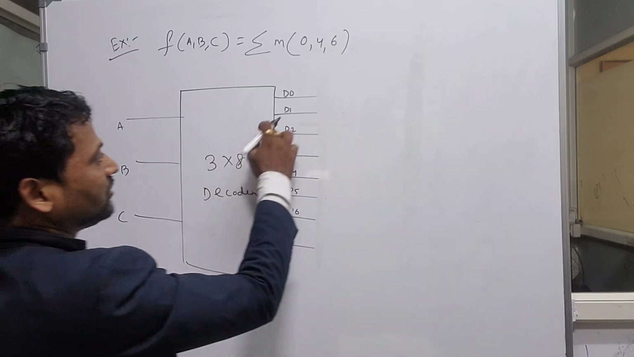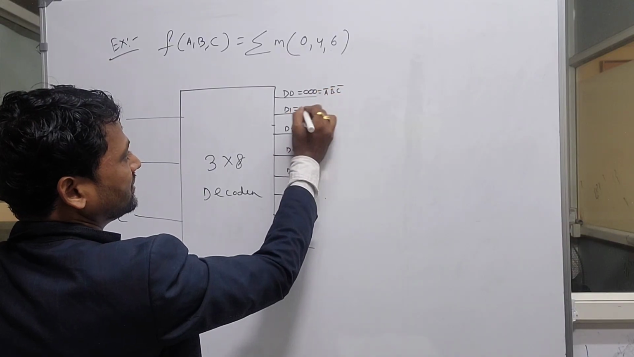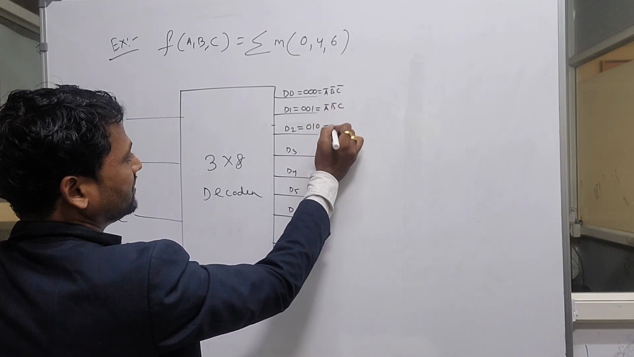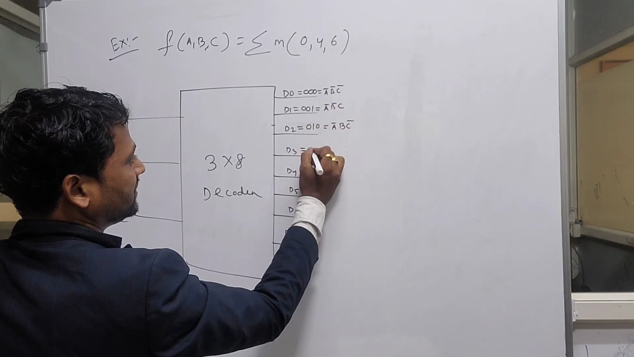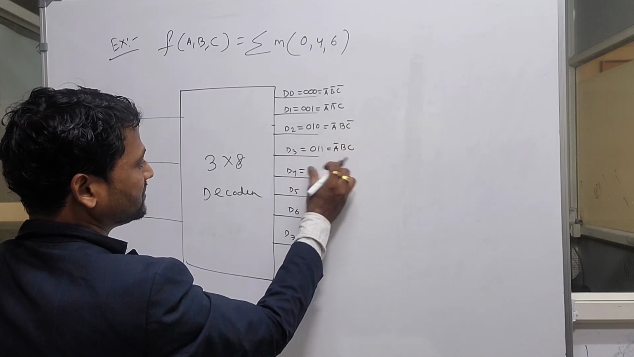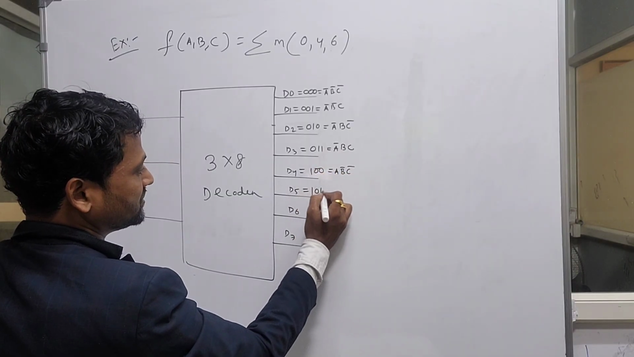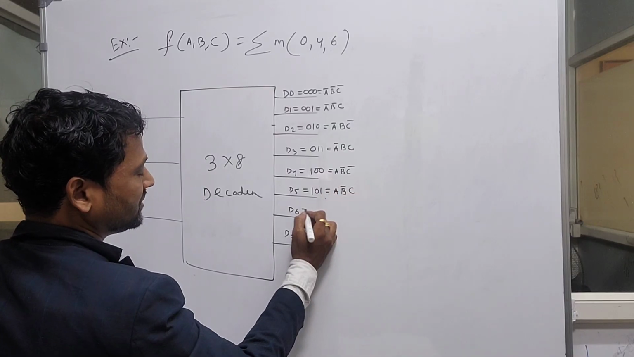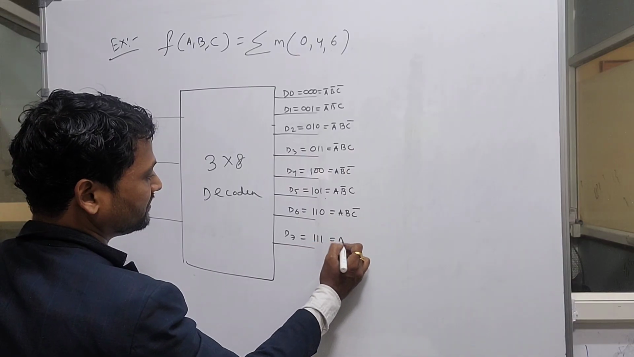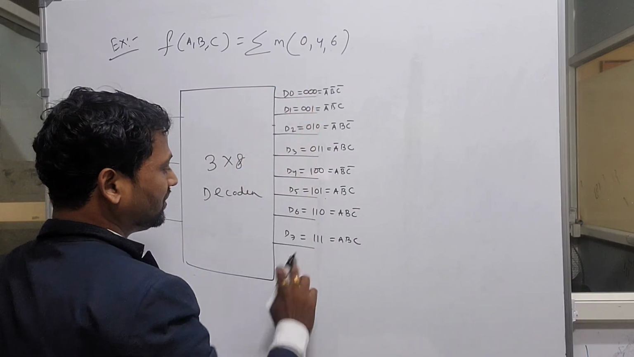So what are the equations of the outputs? As I said, this is 0 0 0, that means A bar B bar C bar. This is 0 0 1, that means A bar B bar C. This is 0 1 0, it is A bar B C bar. D3 is 0 1 1 which is A bar B C. D4 is 1 0 0, that means A B bar C bar. D5 is 1 0 1 which is A B bar C. D6 is 1 1 0 which is A B C bar. D7 is 1 1 1, that means A B C. So these are the outputs, from D0 to D7.